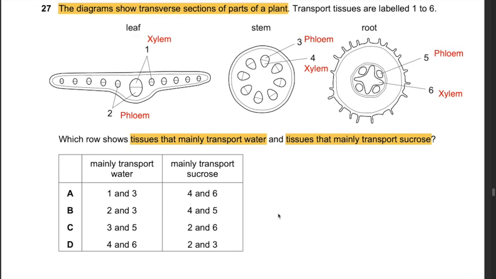You must remember where the xylem and phloem are placed in different transverse sections of parts of a plant, of a leaf, stem and root. And then this question becomes nothing but easy. Mainly transport water being, out of the given options, 4 and 6. Mainly transport sucrose being 2 and 3. Because A, B and C consist of incorrect combinations. D is the possible combination that would give you the correct answer.